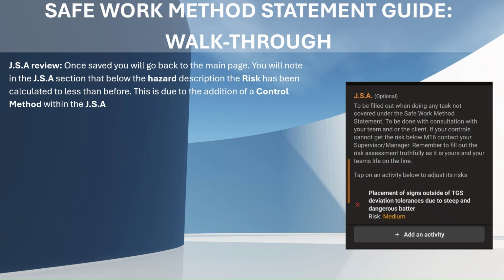JSA Review. Once saved, you will go back to the main page. You will note in the JSA section that below the hazard description the risk has been calculated to be less than before. This is due to the addition of a control method within the JSA.